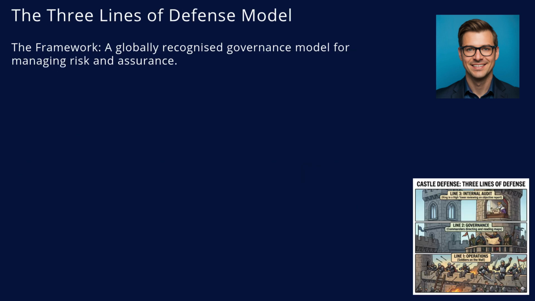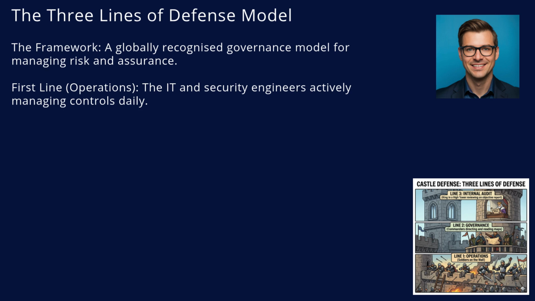To structure our assurance efforts, we rely on a globally recognized framework known as the 3 lines of defense model. This ensures everyone knows their exact role in protecting the business. The first line belongs to operational management. These are the IT teams, system administrators, and security engineers who own the risk and actively manage the firewalls and access controls on a daily basis.